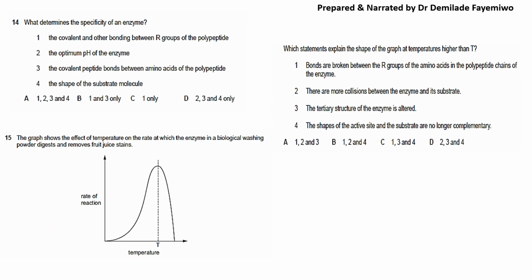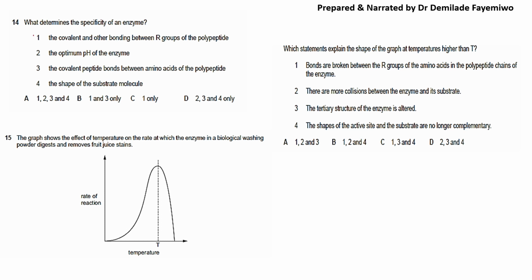All right. Let's look at number 14. What determines the specificity of an enzyme? What makes an enzyme specific, first of all, that you have to bear in mind is its binding site. So what this question is really asking you is what makes up the binding site? What are the bonds that make up the binding site, or the certain conditions that might make up the binding site? So number one, the covalent and other bonding between our groups of the polypeptide.